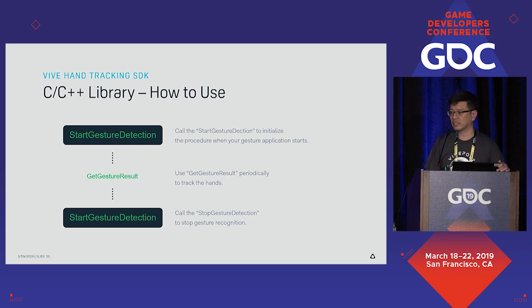To start detection, get the result repeatedly, and stop the detection. The caller can decide when to start and stop the detection. Since the detection needs to consume computing power, you only need to start detection when you need the hand result, and stop the detection when it is no longer needed, or when the application enters pause state.